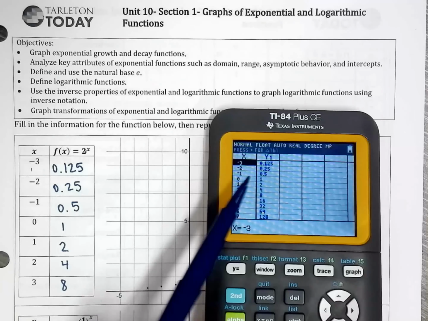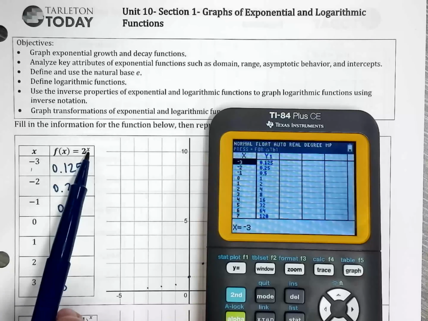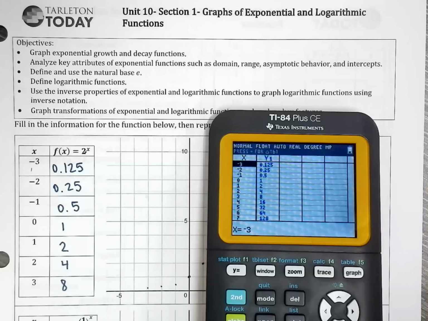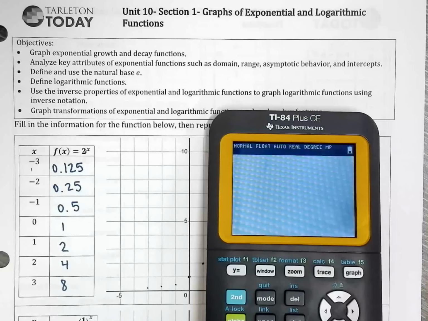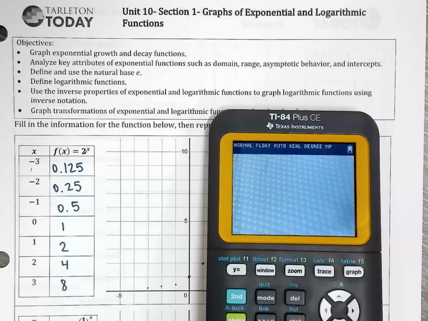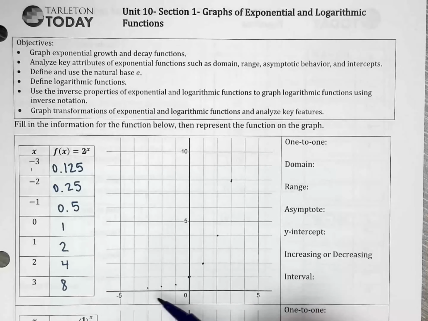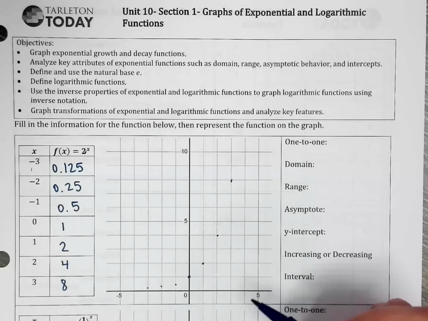But let's say that if you didn't have the graphing calculator, you're just replacing that -3 right there where x is. And then that'll be 2 to the power of -3, and negative exponent, you know, means reciprocal. So that will be 1/8. And that's the same thing as 0.125. So here's your table.